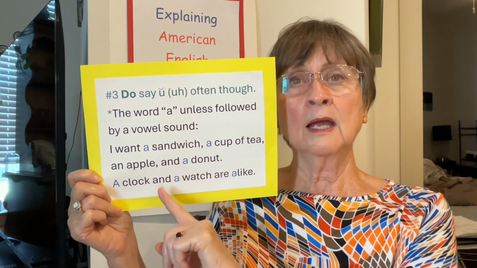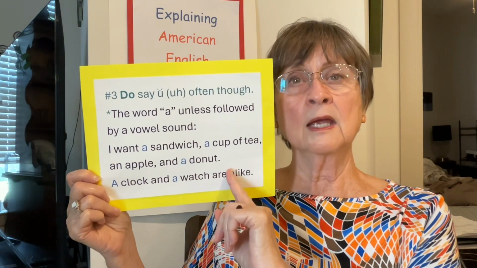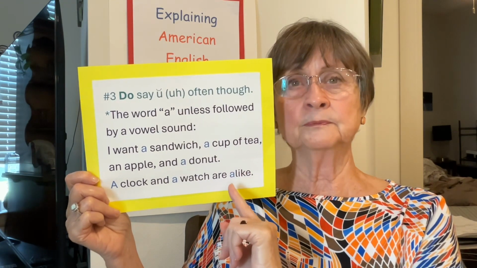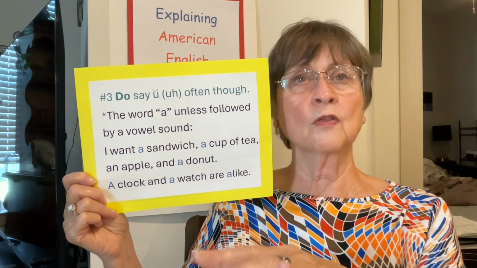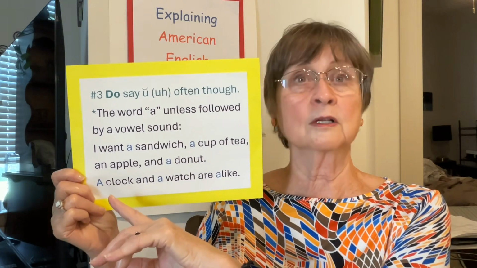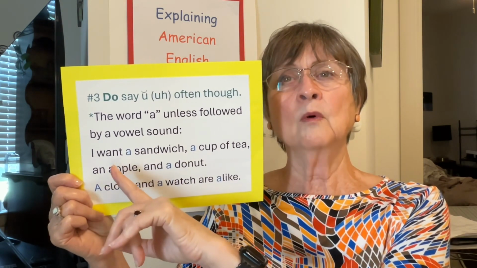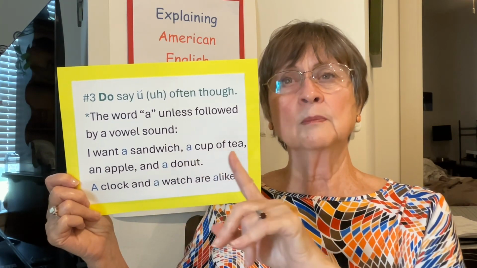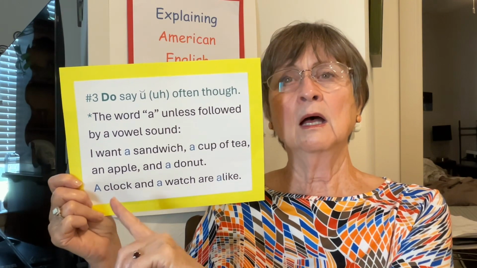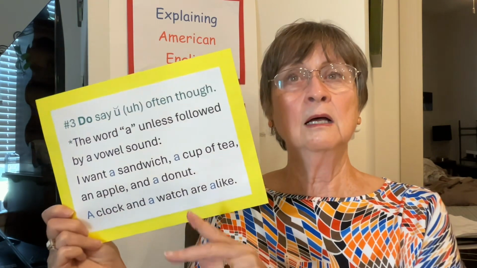A clock and a watch are alike. And this A was separate, I think, at one time, but now we put it together. Alike means they look the same, or they operate the same. Here they operate the same as well as look pretty close to the same. Let me read it one more time. I want a sandwich, a cup of tea, an apple, and a donut. A clock and a watch are alike. Okay.